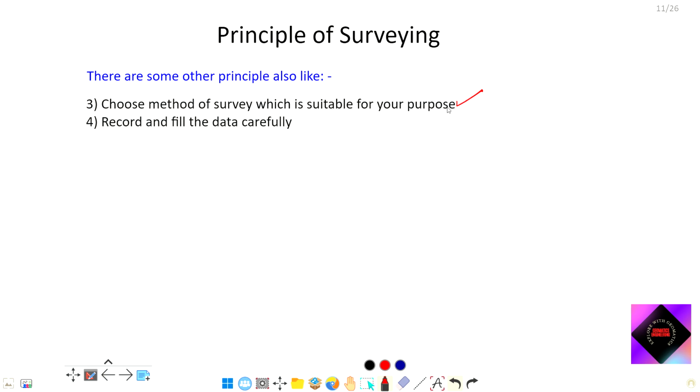Then record and fill in the data carefully. You have measured the distances and the angular measurements, but if you have not entered them properly, your surveying is destroyed. So it should also be handled carefully.